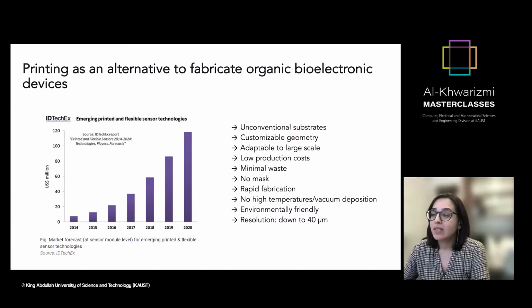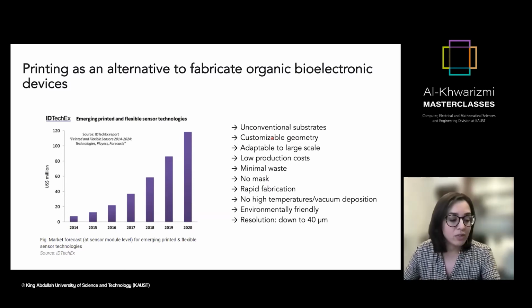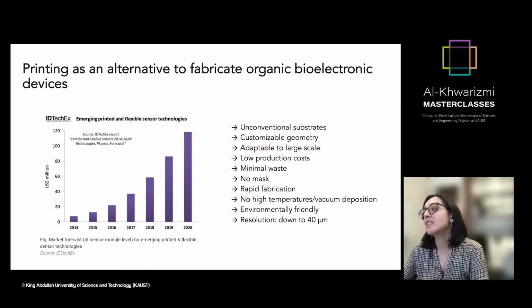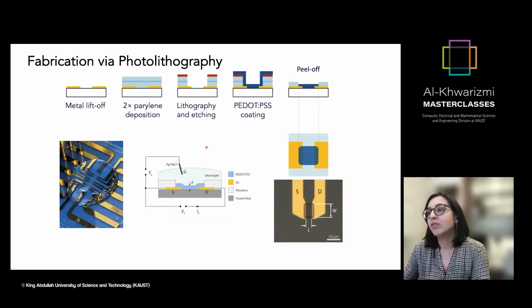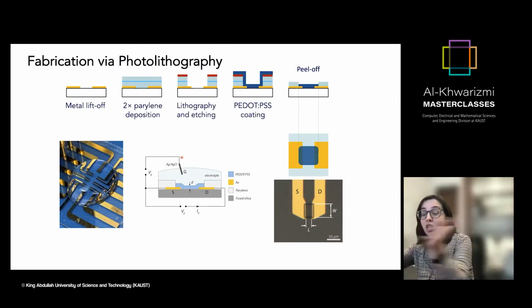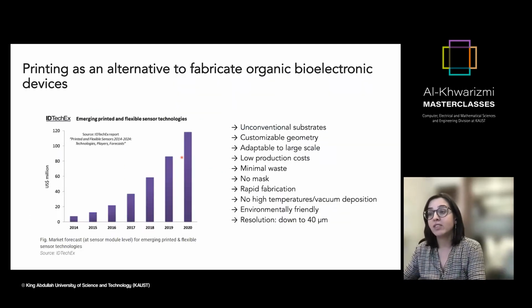The geometry is customizable. You can generate various devices with different sizes. It's a technique that is adaptable for large scale. In photolithography, you may be using just one wafer, but when you're doing printing, you can print very large areas and therefore generate lots of devices in quite a short time. And this, of course, reduces the production cost.